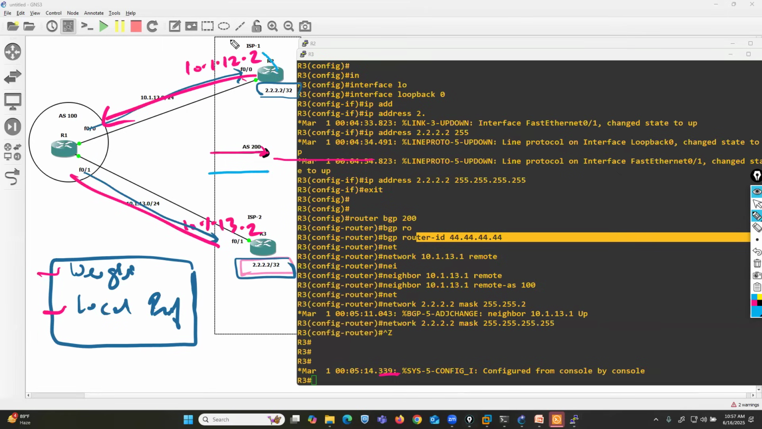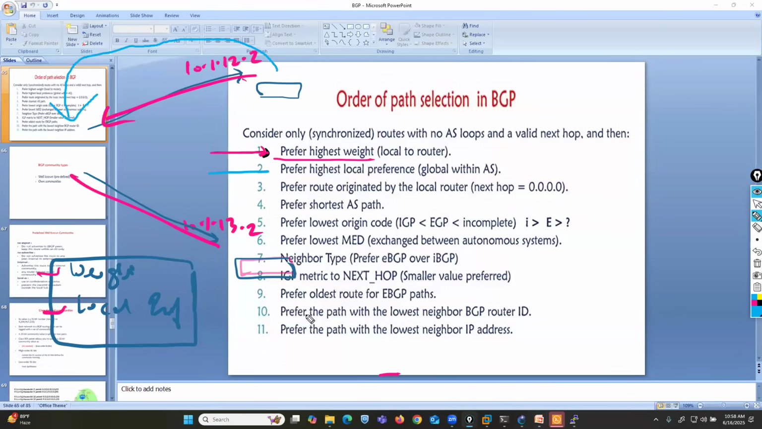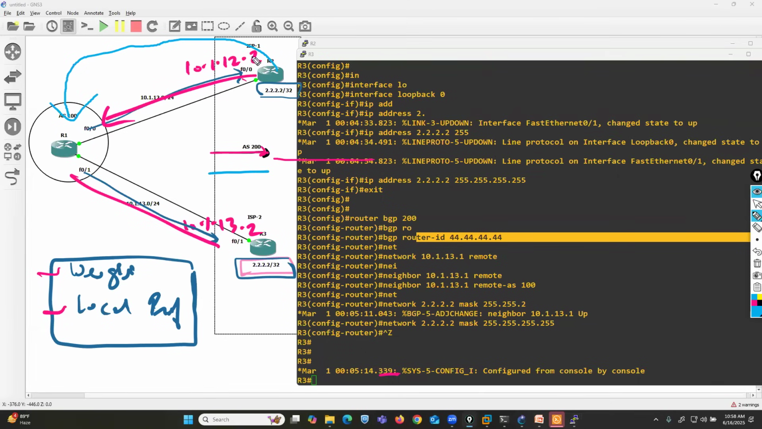Why is this route installed into the routing table? Because the rule is to prefer the path with the lowest neighbor BGP router ID. Via this side, we have the lowest router ID. Is my point clear? Yes, it's clear. Via this side we have the lowest BGP router ID, that's why the route is installed via this side. This is the reason. I hope it's clear.